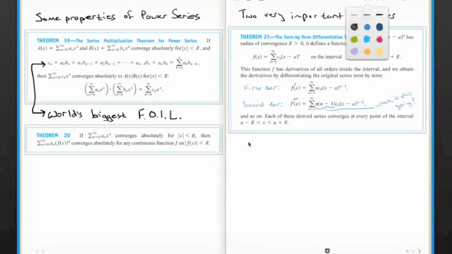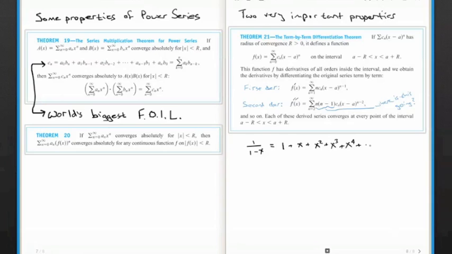Let's look at an example where we can put this into use. I know that 1 over 1 minus x equals 1 plus x plus x squared plus x cubed plus x to the 4th plus dot dot dot, and that's when x falls in this range, right? If x falls in the radius of convergence, the interval of convergence, then this series converges to this function.